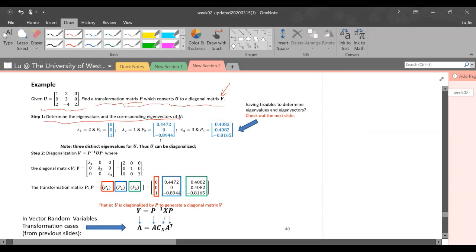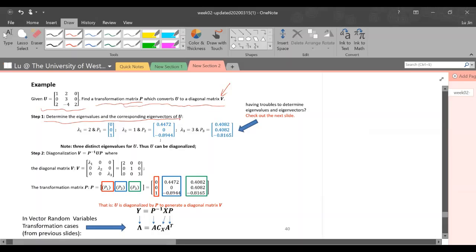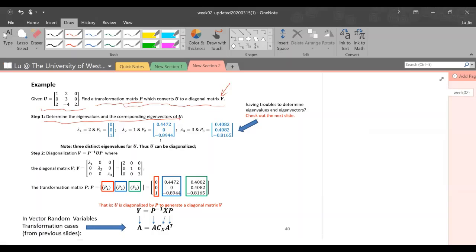And how to do that? How to determine the eigenvalues? I think I have already given that. Just give me 1 second, please. Okay, in the next slide, I'm going to show you how to determine the eigenvalues. That is another topic. Let's just finish this idea, okay?